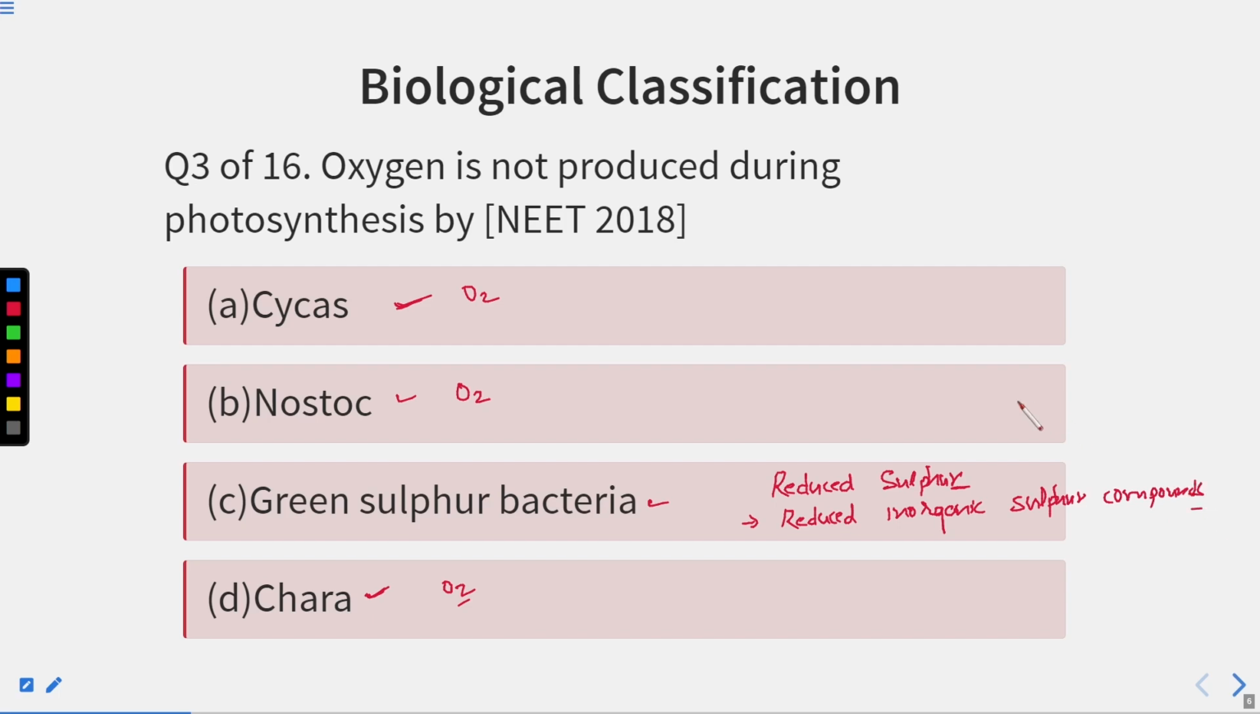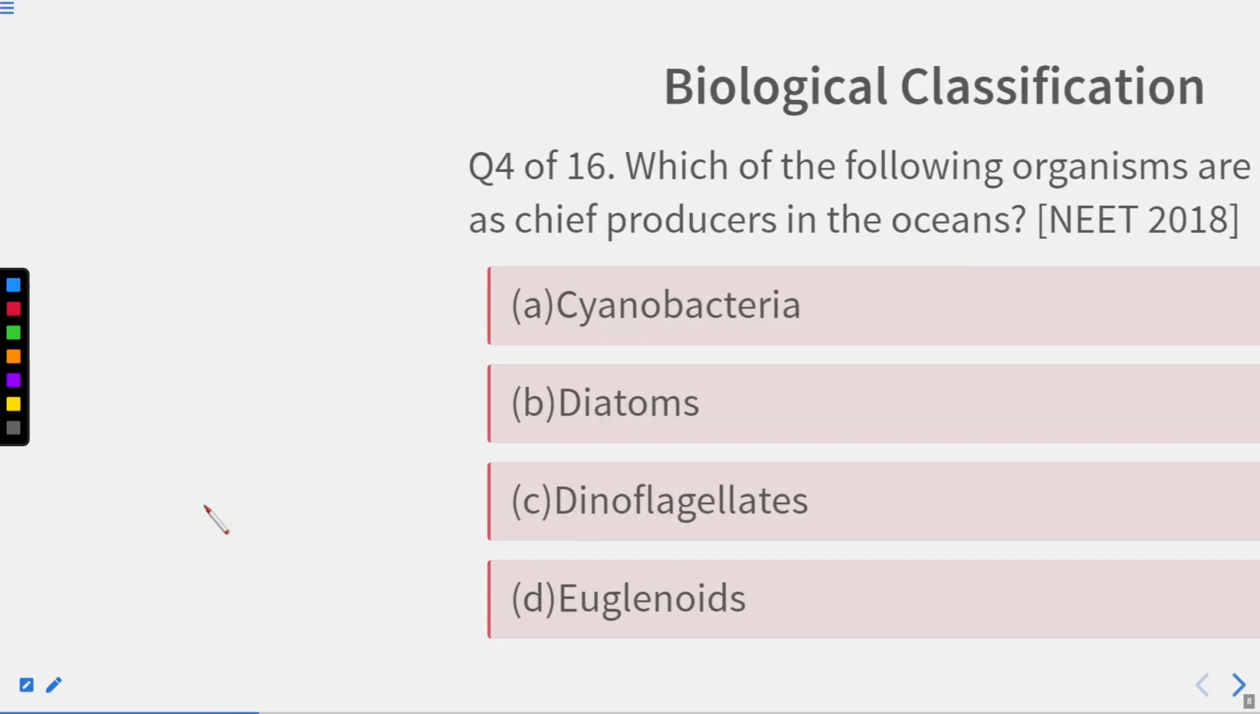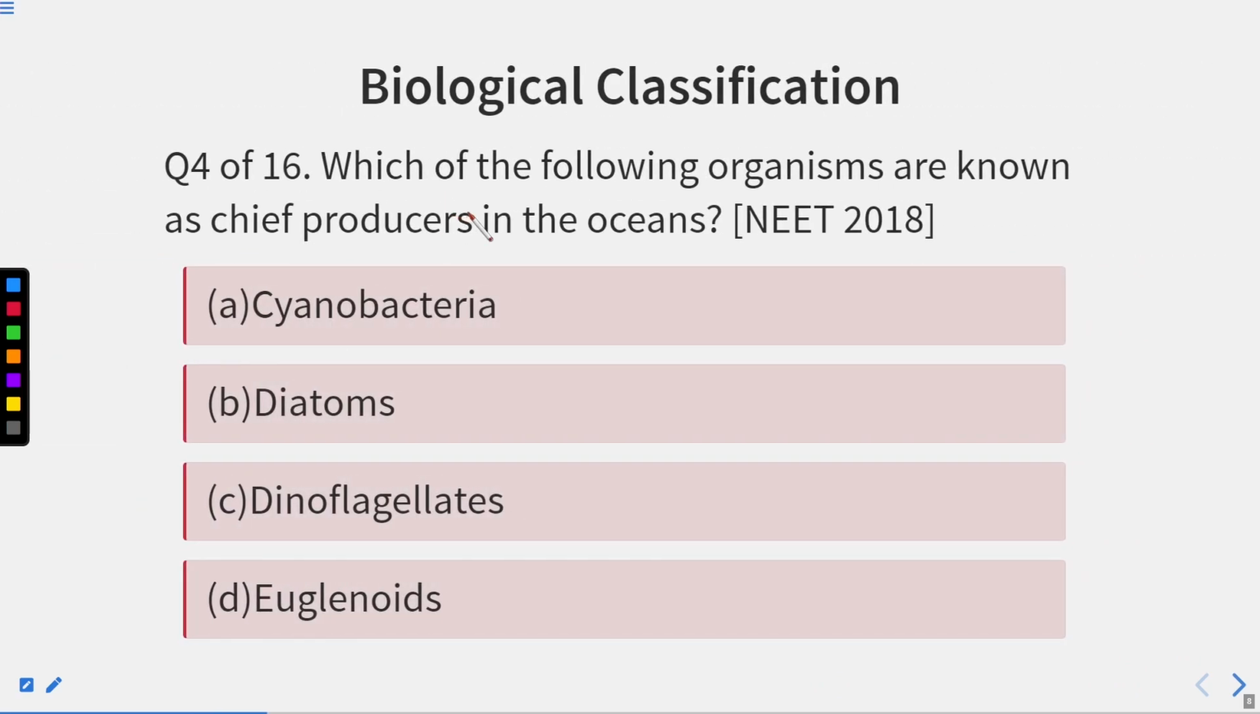Okay, and what do they produce? They produce sulfur. So, sulfur is produced instead of oxygen. So, here the correct answer should be green sulfur bacteria. It doesn't produce oxygen. The next question is, which of the following organisms are known as chief producers in ocean?